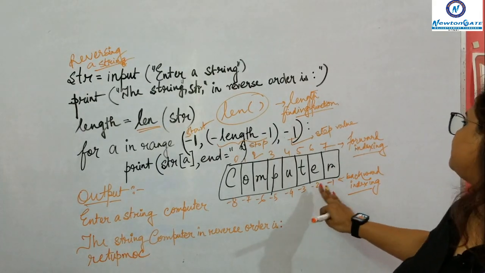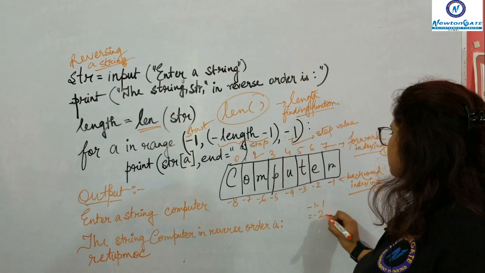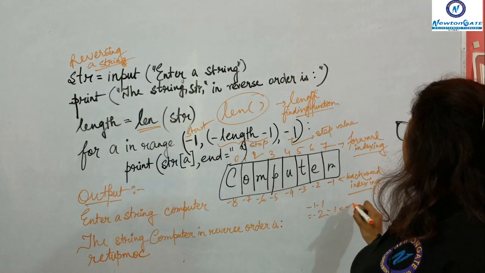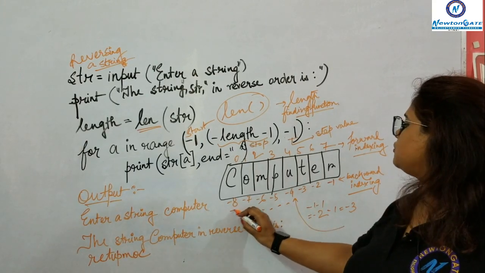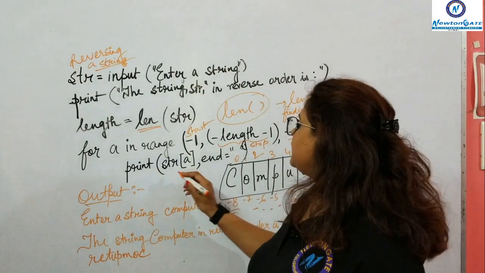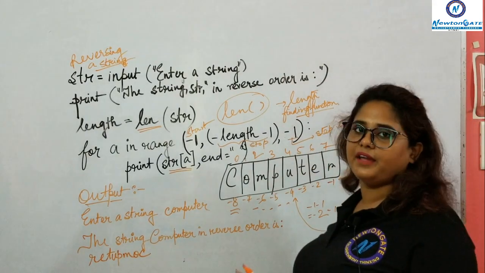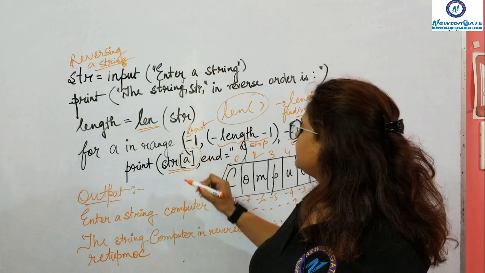So -1, and -1 means -2. Then again -1 means -3, and like this it goes on up to -8, and when it reaches the end, see, str of a I am printing, because this is kind of an array which is being shown here, that is why we are giving it like this.